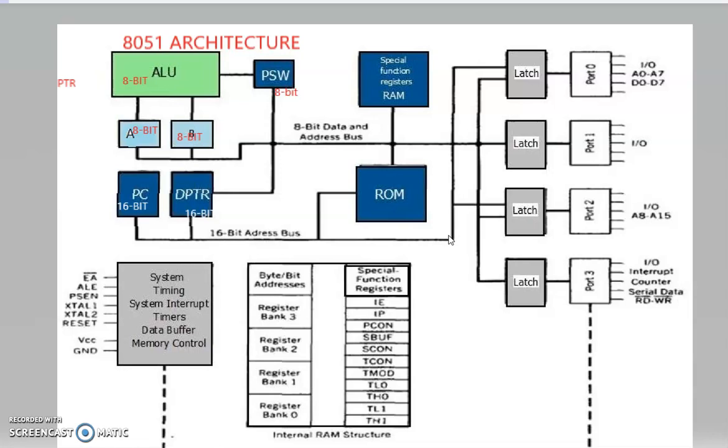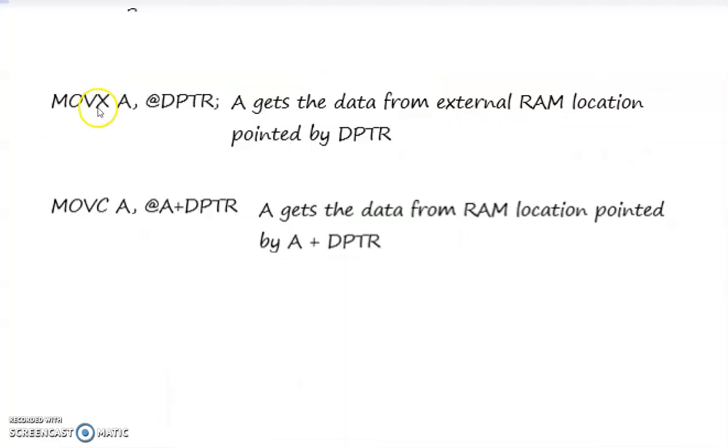DPTR can also be used as a pointer to a lookup table in ROM using indexed addressing mode. Example of DPTR instructions: MOVX A, @DPTR. In this instruction, A gets data from the external RAM that is pointed to by the DPTR register. The DPTR register has an address, and that address is the address of an external RAM location. Some data will be inside this RAM location, and that data is transferred to register A.